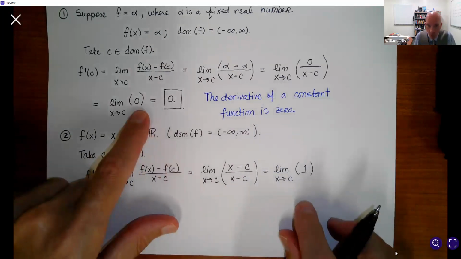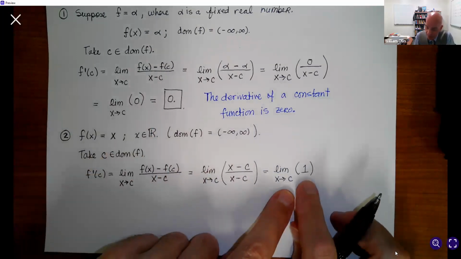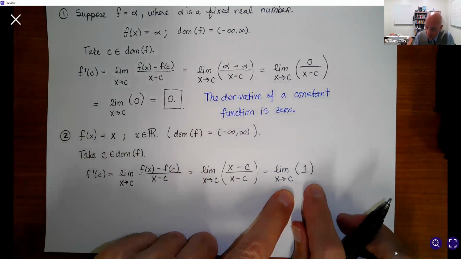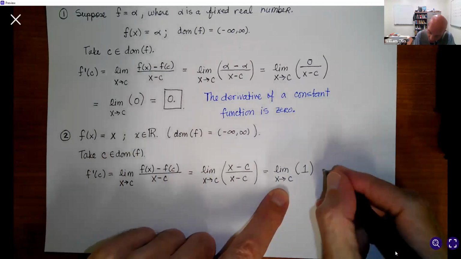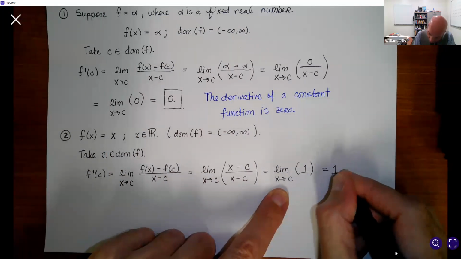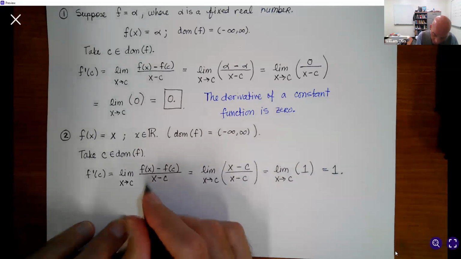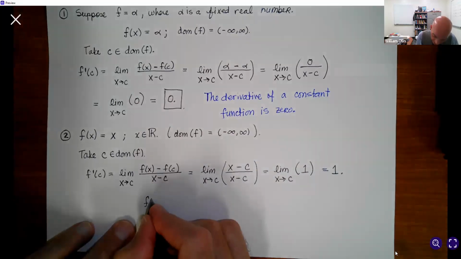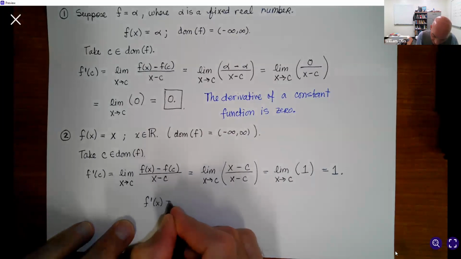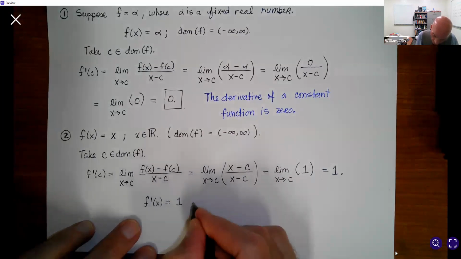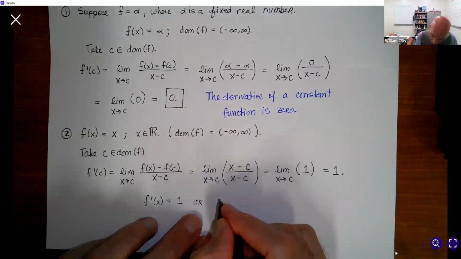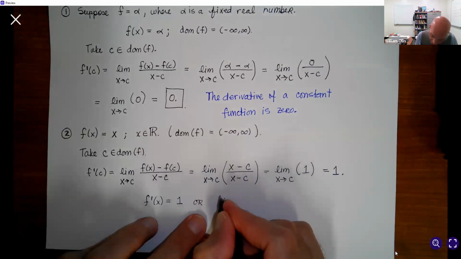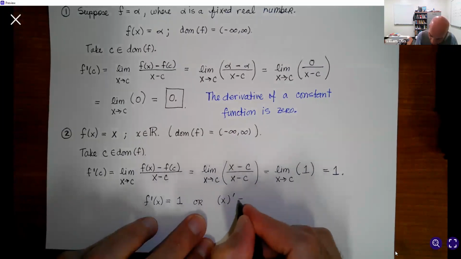And then, of course, now we're back to this. The limit of a constant is said constant. x is approaching c, but this is just 1. So now when we think of this, we say f prime of x is just 1. Or if you want to write, x prime equals 1.